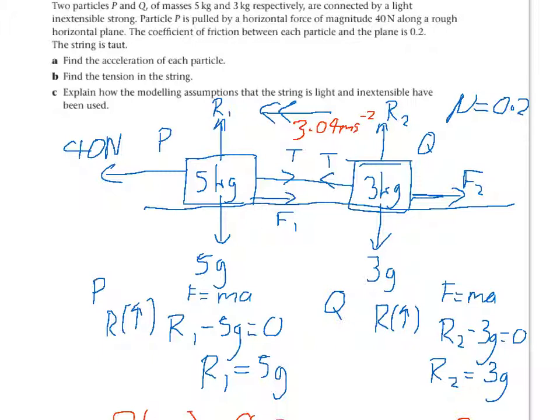So inextensible, we're assuming the acceleration of the masses is the same, and the light means that the tension is the same throughout the length of the string, and the mass of the string is negligible. So there's very little mass in the string.